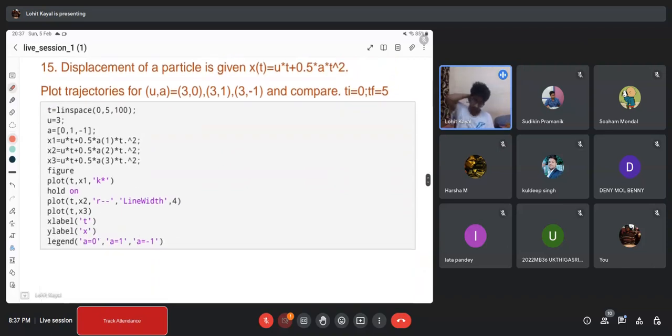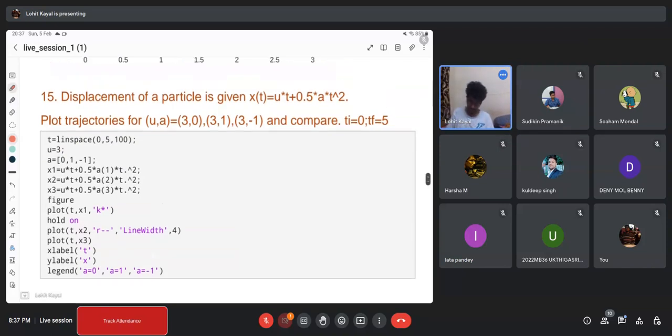Now a problem from kinematics, from school level again. The displacement of a particle is given as x(t) equal to ut plus half a t square. We all know that. Now plot trajectories for u comma a, where a is the acceleration. Here I have two unknowns, u and a, and I have to plot trajectories based on u and a.